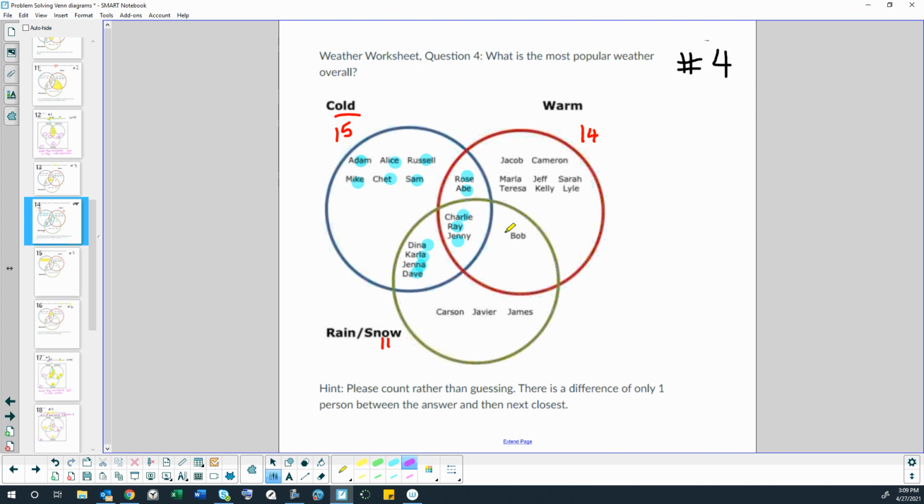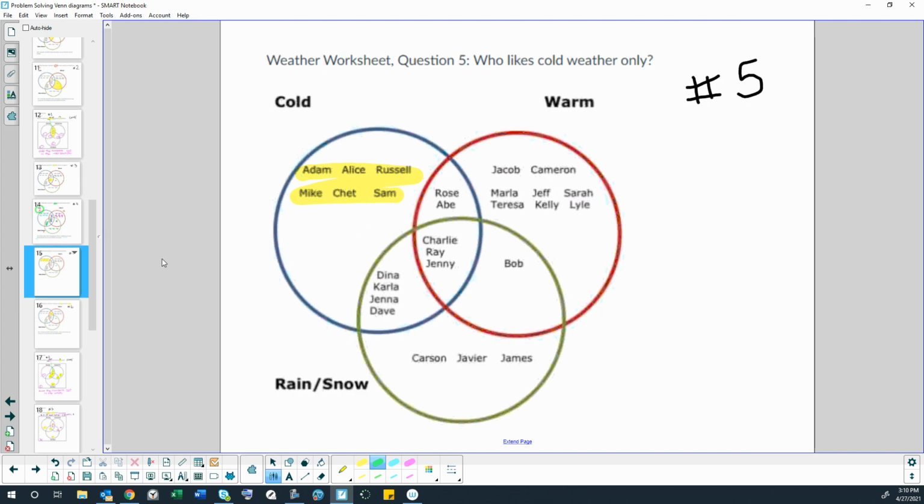So then for the red circle, we have this many. 1, 2, 3, 4, 5, 6, 7, 8, 9, 10, 11, 12, 13, 14, right? And then for our green circle, we have 1, 2, 3, 4, 5, 6, 7, 8, 9, 10, 11. So hopefully from that help, you can figure out the answer to that question. What is the most popular weather overall? Right? Okay, question 5. Who likes cold weather only?